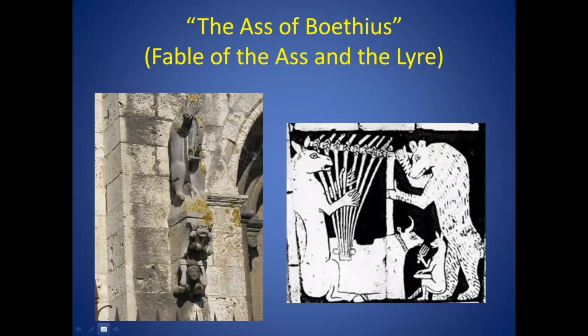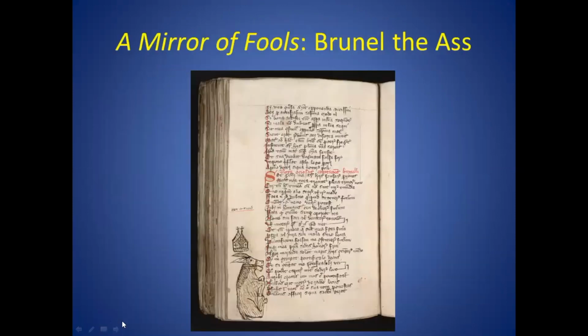Well, you see it there on Chartres Cathedral on the left, and some interesting little figures below. Why might they be there? Well, the interpretations continue. There's a book called A Mirror of Fools, in which Brunel, the ass, decides that it needs a longer tail. And Brunel goes off in search of a longer tail, wanting to look more like a horse. Along the way, Brunel also aspires to be some things he could never be, like here you see a bishop. It's a bishop's mitre over his head.